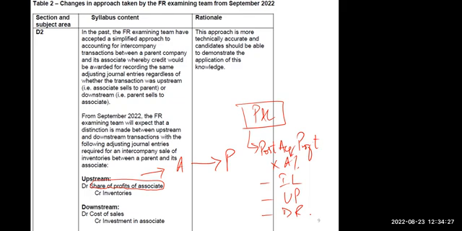The share of the associate profit will be adjusted only when the associate company sold goods to the parent company. But in the case when the parent company is selling goods to the associate company, you need to make the adjustment in the consolidated cost of sales.